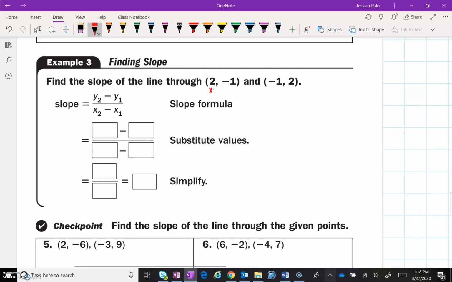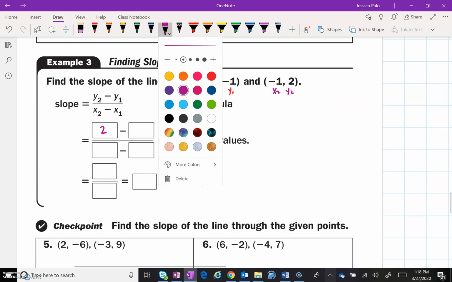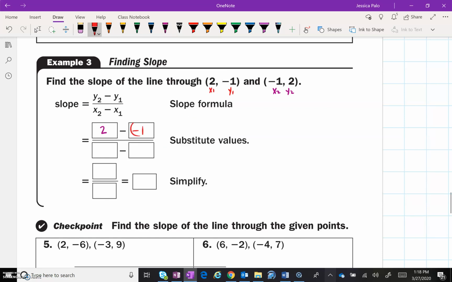So let's find the slope of these 2 coordinates. First, you want to label them x1, y1, x2, and y2. Now I know you know what to do because our slope formula that we've been doing forever is y2 minus y1 over x2 minus x1. So we are going to do y2, which is 2, minus y1, which is negative 1, over x2, negative 1, minus x1, which is 2.